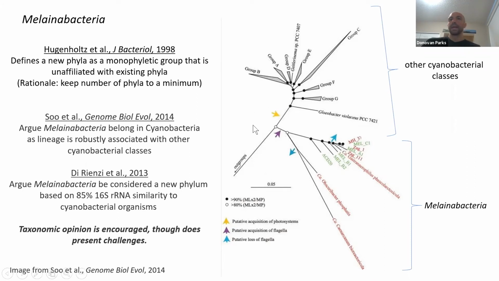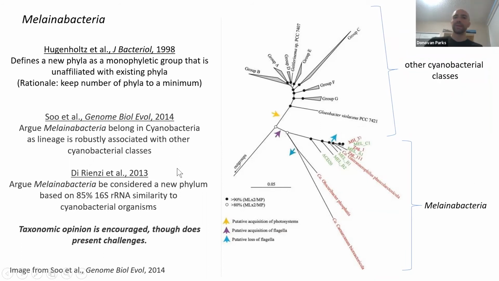And indeed, that is the case here. So if you infer a bunch of different trees between these organisms and look at their support values, you find that Melanobacteria consistently associates with these cyanobacterial classes. So under that rationale, in this paper, it's proposed that Melanobacteria be considered the most basal class of the cyanobacteria. Now, the opposite conclusion has been proposed by Derenzny et al.